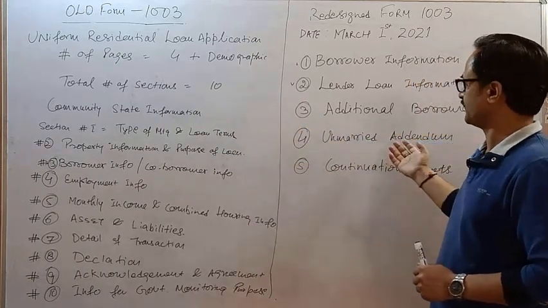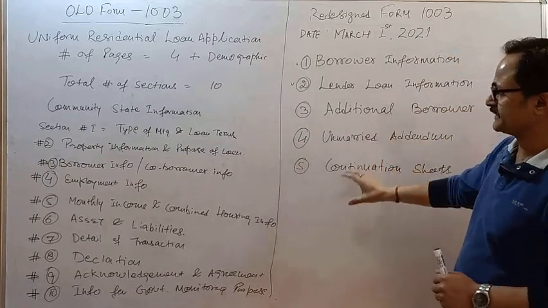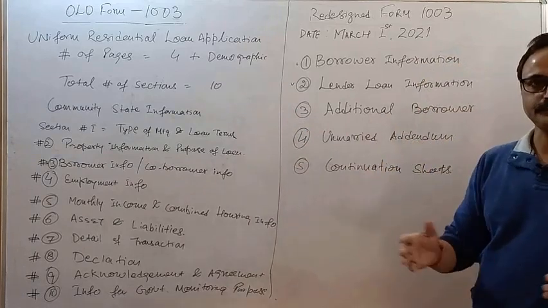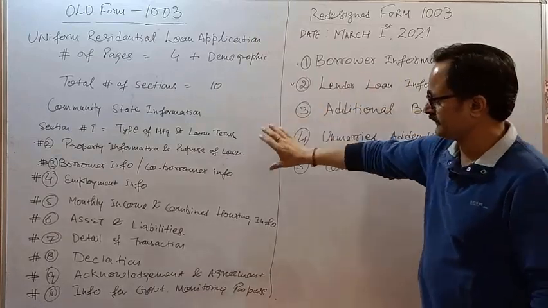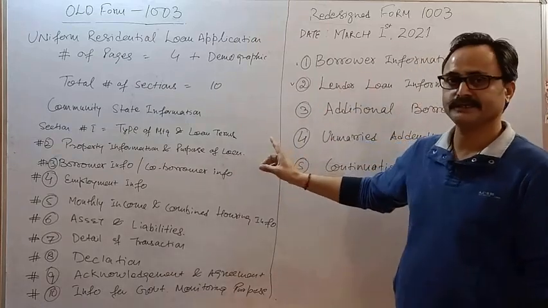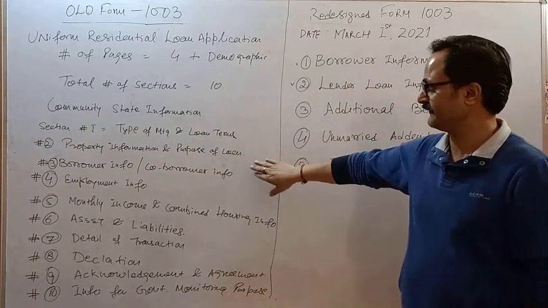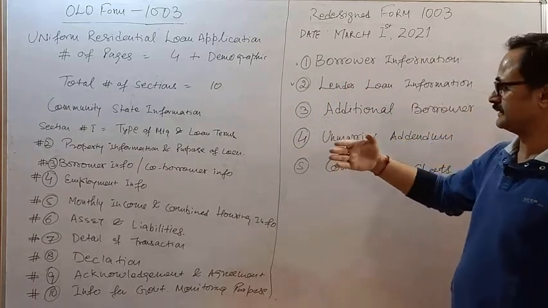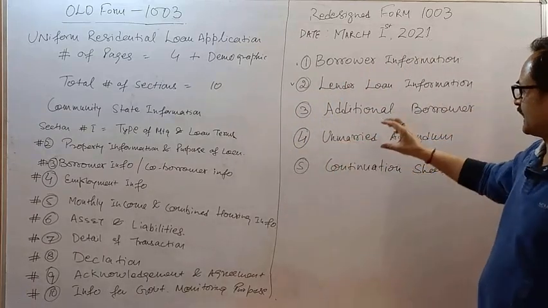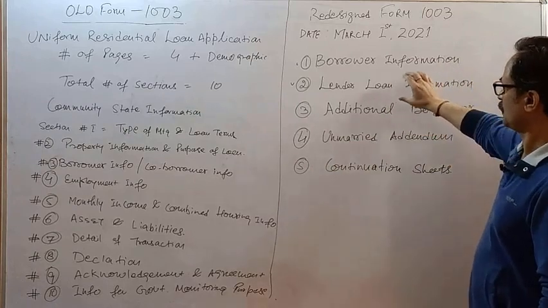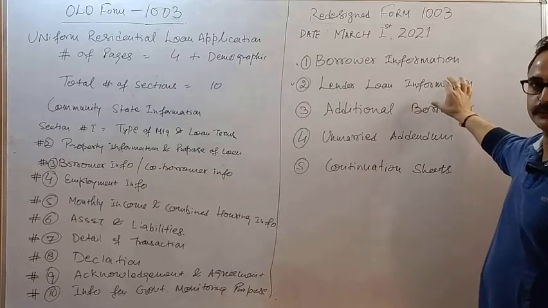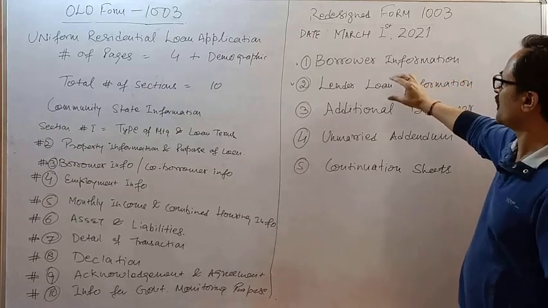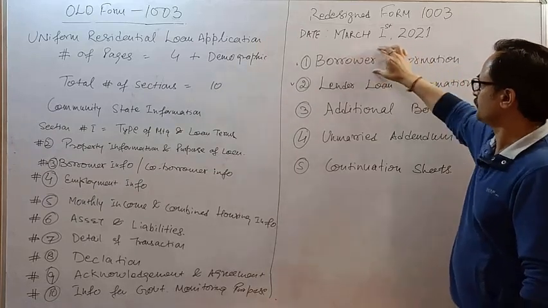Now what is happening in the new 1003? The form itself has been segregated, has been separated. Whatever information needed to be disclosed by the lender in the previous 1003 now has a different form given. Now all the lender information will appear in the lender loan information. The lender need not update anything in the borrower information.